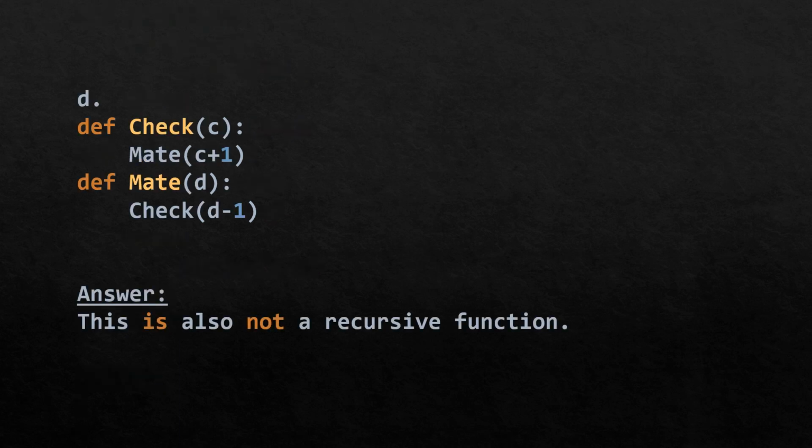Now this piece of code is also not a recursive function because there are two functions defined, check and mate. Within check, mate is called and within mate, check is called. It's not a recursive kind of statement, because in a recursive function, the same function has to be called within its definition.